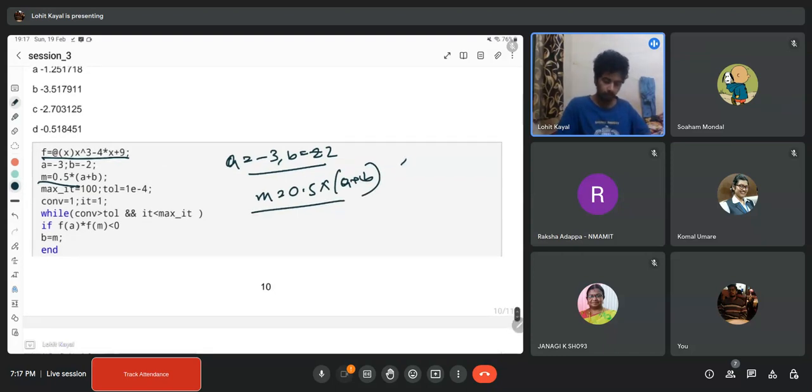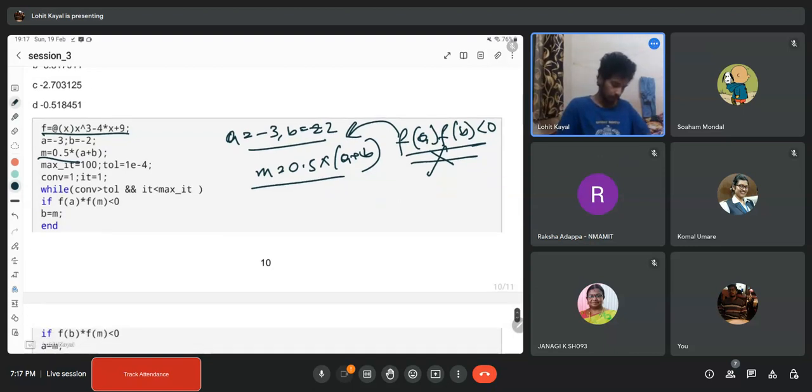You should always verify that f(a) into f(b) is less than 0. If this is satisfied, only then you can go to this process, m equal to half of (a plus b). If this is not true, then you need to change your initial guess and redo this. So I am taking my max iteration, the maximum number of iterations, as 100, and my tolerance is 1e minus 4.